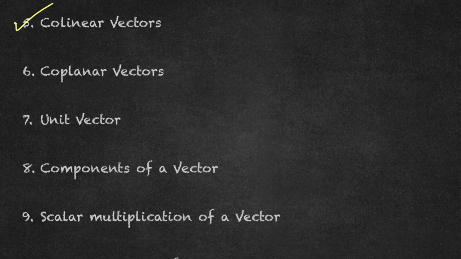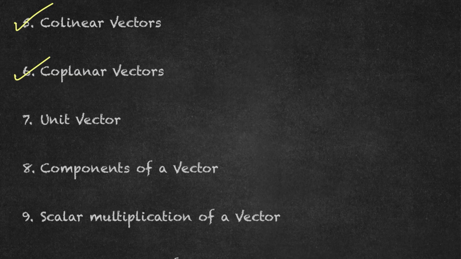Number 6, coplanar vectors. If some vectors which lie on the same plane, then those vectors are called coplanar vectors. This we will be learning more in the three-dimensional geometry. But for now, you just remember that two or three or more vectors, if they are lying on the same plane, then those vectors are called coplanar vectors.